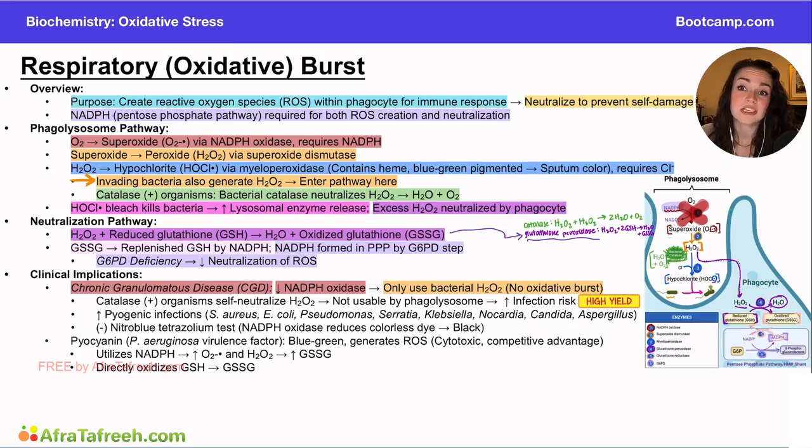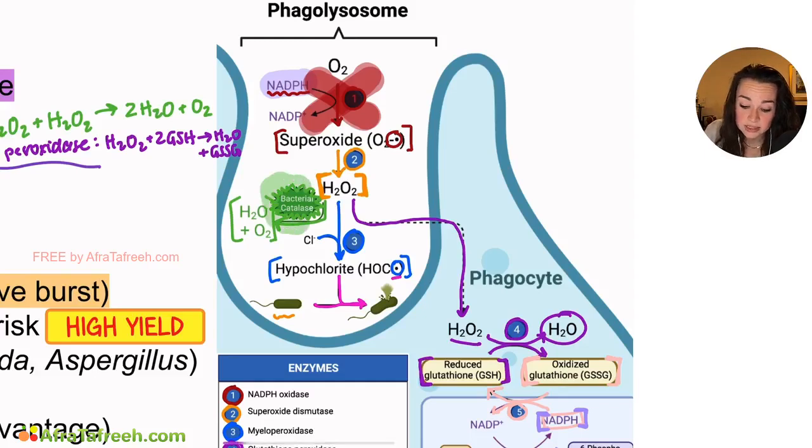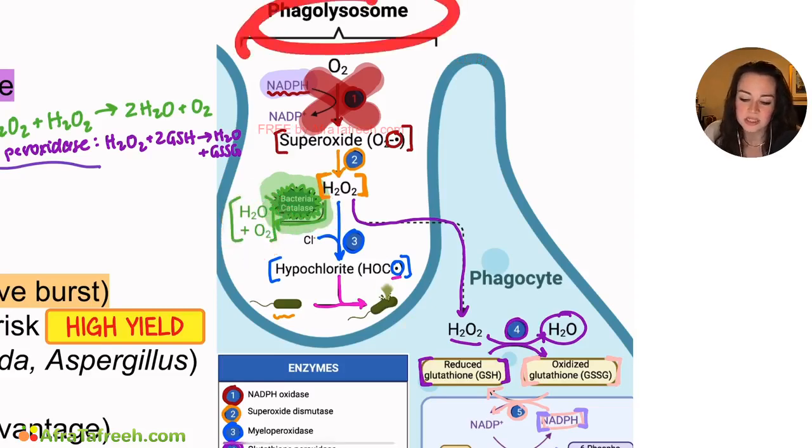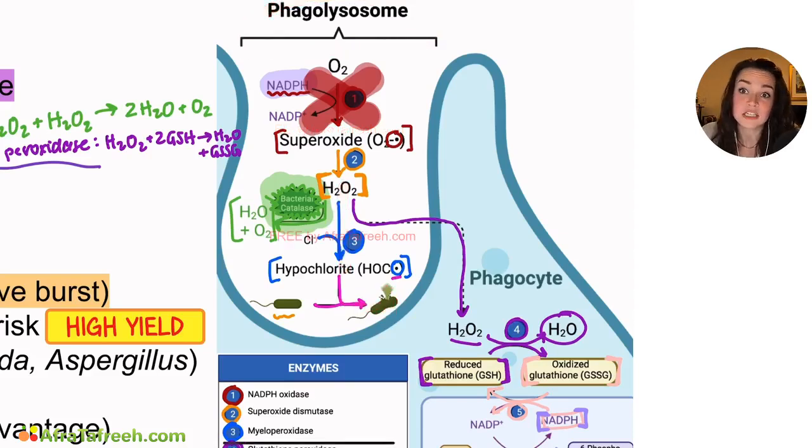Except if these patients get infected by catalase-positive organisms. Remember, those catalase-positive organisms could detoxify their own peroxide. What that means is they're going to go ahead and break down their own peroxide that they came in releasing into water and oxygen, and the phagolysosome isn't going to be able to turn it against them and use it and kill the bacteria. The bacteria is going to get ahead and neutralize it itself first.